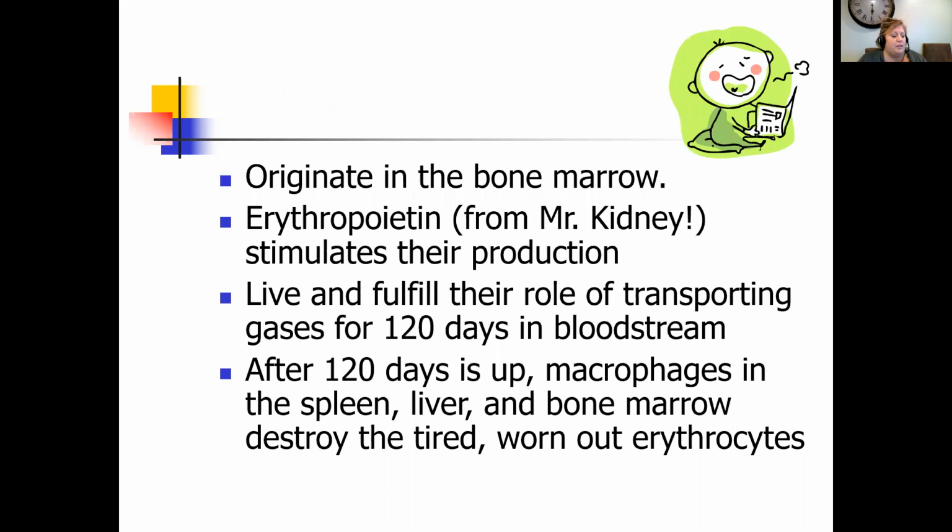Erythrocytes originate, like we said, in the bone marrow. Erythropoietin from our kidneys stimulates their production. They live and fulfill their role of transporting gases for about 4 months or 120 days in the bloodstream. After that 120 days is up, macrophages in the spleen, liver, and bone marrow destroy the tired, worn-out erythrocytes, and your body is making more constantly and replacing the tired ones with new, fresh ones.